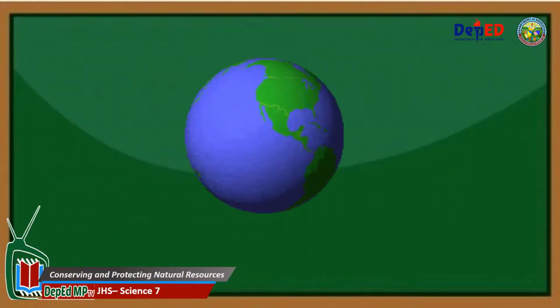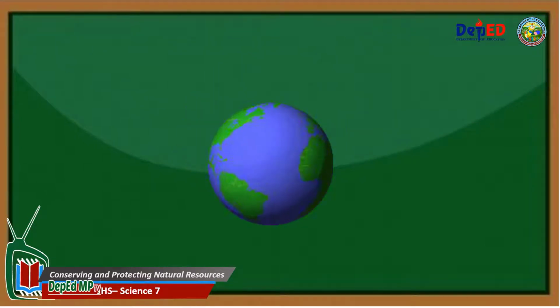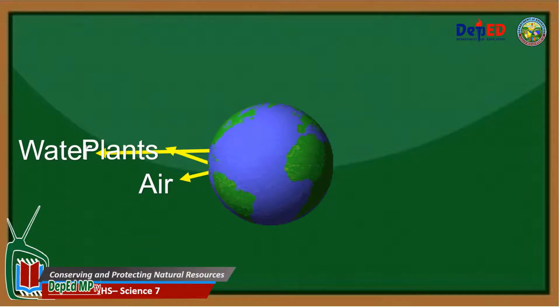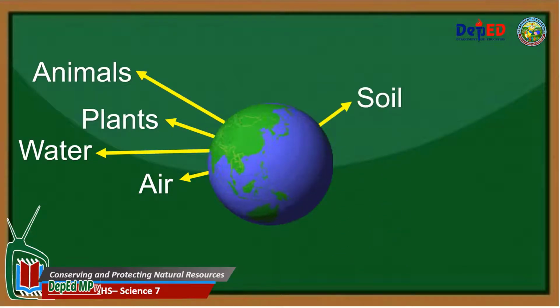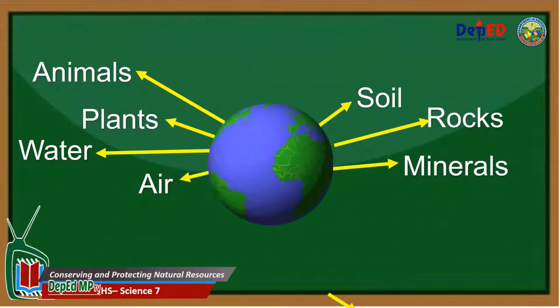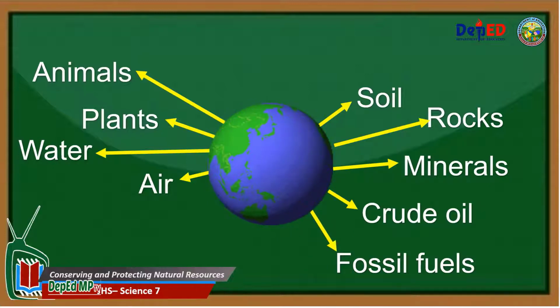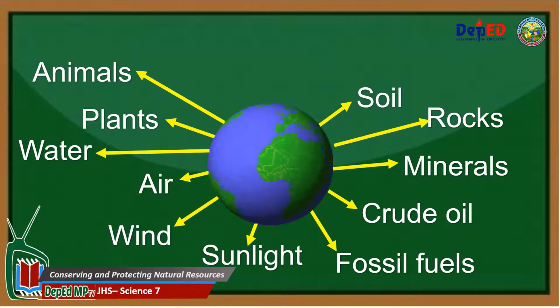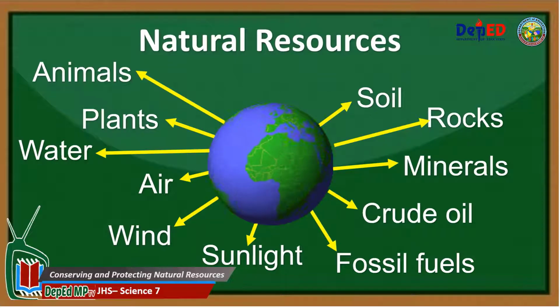Let's explore more the natural resources that you have learned in your Araling Panlipunan. Planet Earth is made up of different things: air, water, plants, animals, soil, rocks, minerals, crude oil, and other fossil fuels. Sunlight and wind are also resources. These things are called natural resources because they are not made by people. Rather, they are gathered from nature.